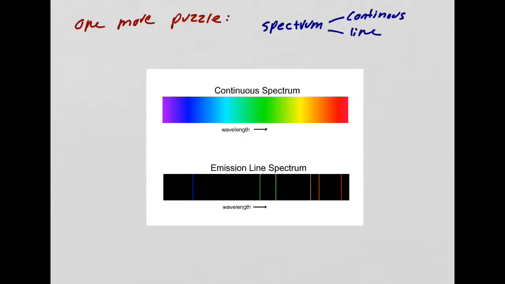Or I could get a line spectrum. This is a line spectrum. What does a line spectrum mean? The line spectrum means that only specific wavelengths are emitted. Not all the wavelengths are emitted. So far, so good. Okay. Now, let me show you who would produce a line spectrum.